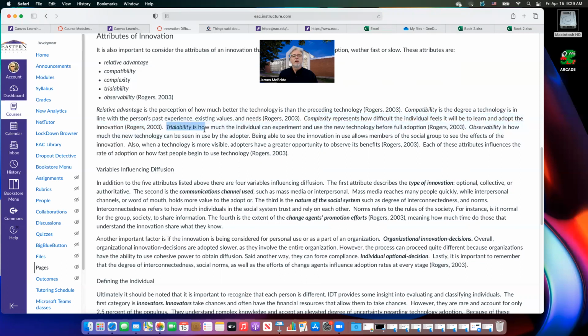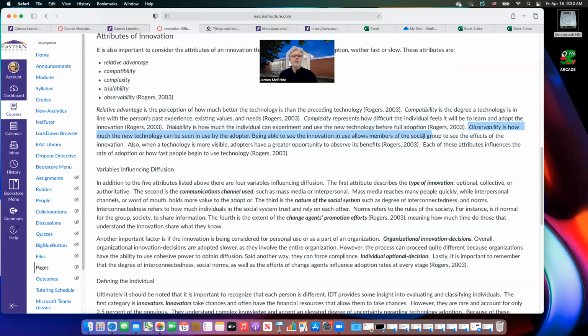Trialability is how much the individual can experiment and use the technology before fully adopting it. So that's actually being able to use it. That wasn't in our other theory. Can I actually get my hands on this and use it? Can I see how this works? Can I see how it functions? And this is really where, honestly, businesses that sell this stuff know about this theory. Right? They know they have got to get that out there so that people can see it.